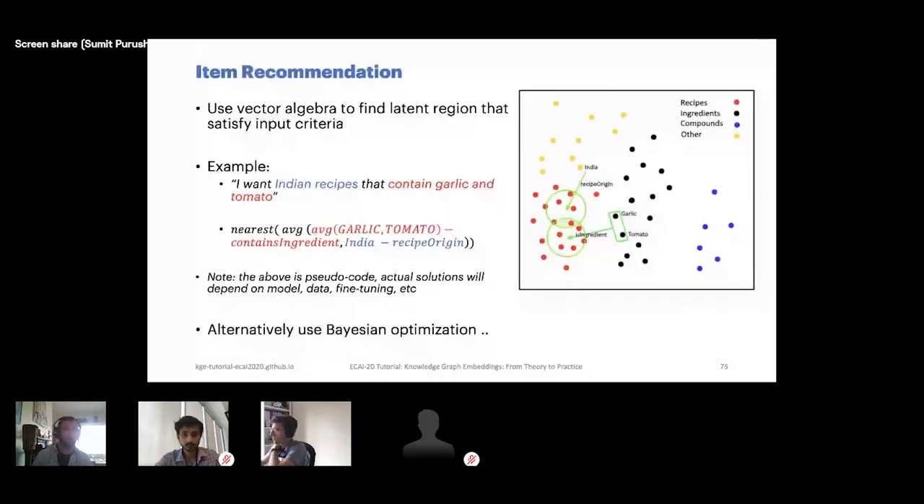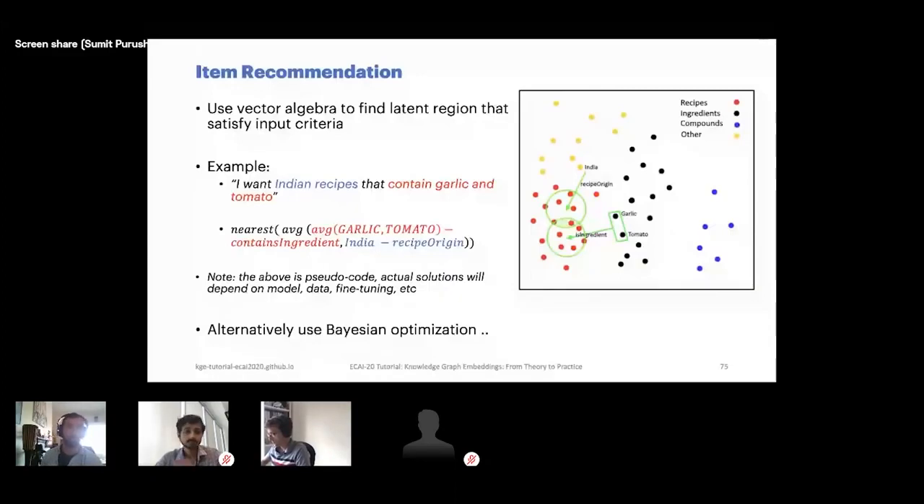Another use case we'll look at is item recommendation. For this instance, we'll just use simple vector algebra in order to find latent regions that satisfy particular input criteria. So in the example here, we're going to consider if I want Indian recipes that contain garlic and tomato. On the diagram on the right, it's not a real diagram, just for illustration, we can see the two entities, garlic and tomato. So we're taking the average of their regions within the latent space.